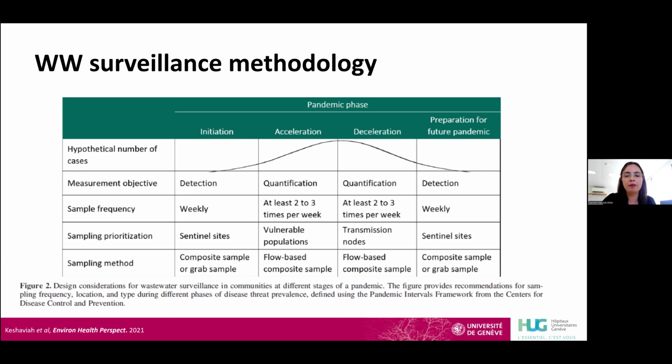If we're in a pandemic context, at the beginning or the end of the pandemic, we just want to detect. While we're in the middle of the pandemic, we want to quantify. So the sampling frequency and the prioritization of the sampled population is different. For example, while a pandemic is accelerating, we are mainly aware of the potential of overwhelming the healthcare facilities, and then sampling wastewater serving vulnerable populations such as hospitals and healthcare facilities is most important.